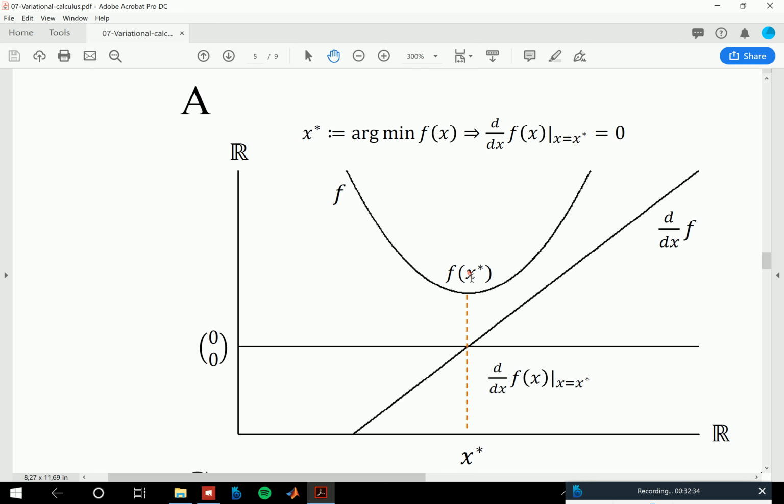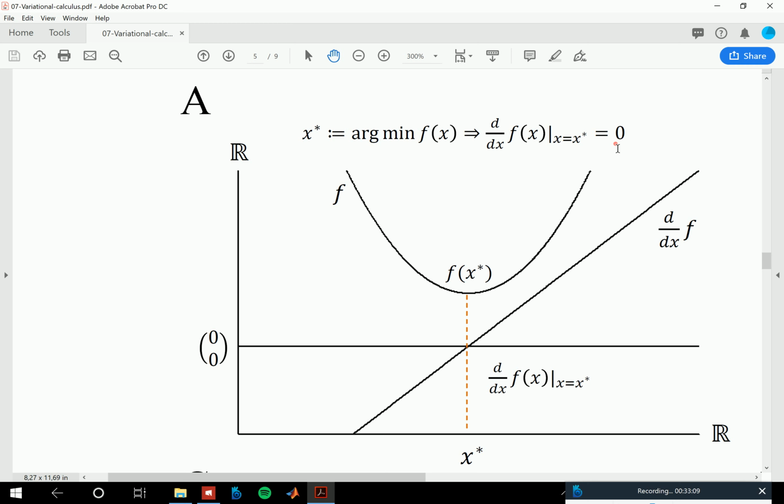And since your school days, you know that in a minimum or a maximum or a saddle point of this function, the derivative vanishes. So if there is a minimum at this point x star, then the first derivative of this function at this point is 0. Yeah? So that's the necessary condition.